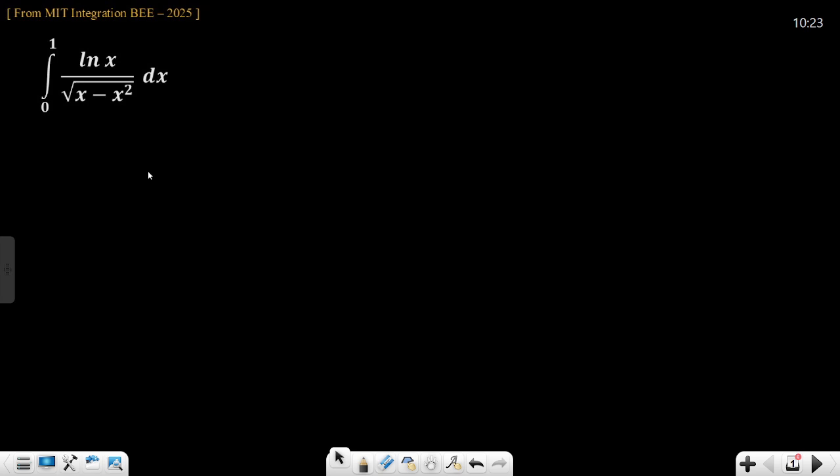So we have the integration from 0 to 1 of ln x upon square root of 1 plus square root of 1 minus x squared dx, right? So what is the idea for solving this integration? This integration was asked in the MIT BE integration semi-final exam. Okay.